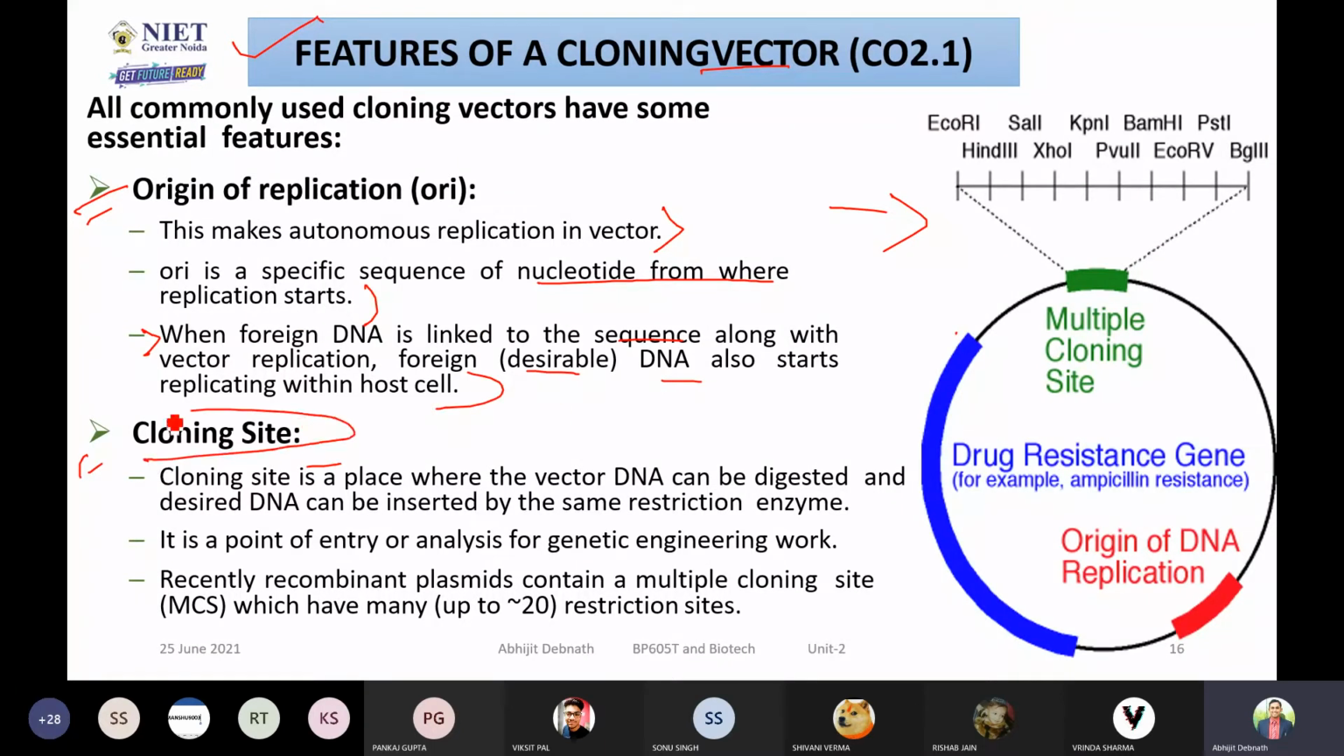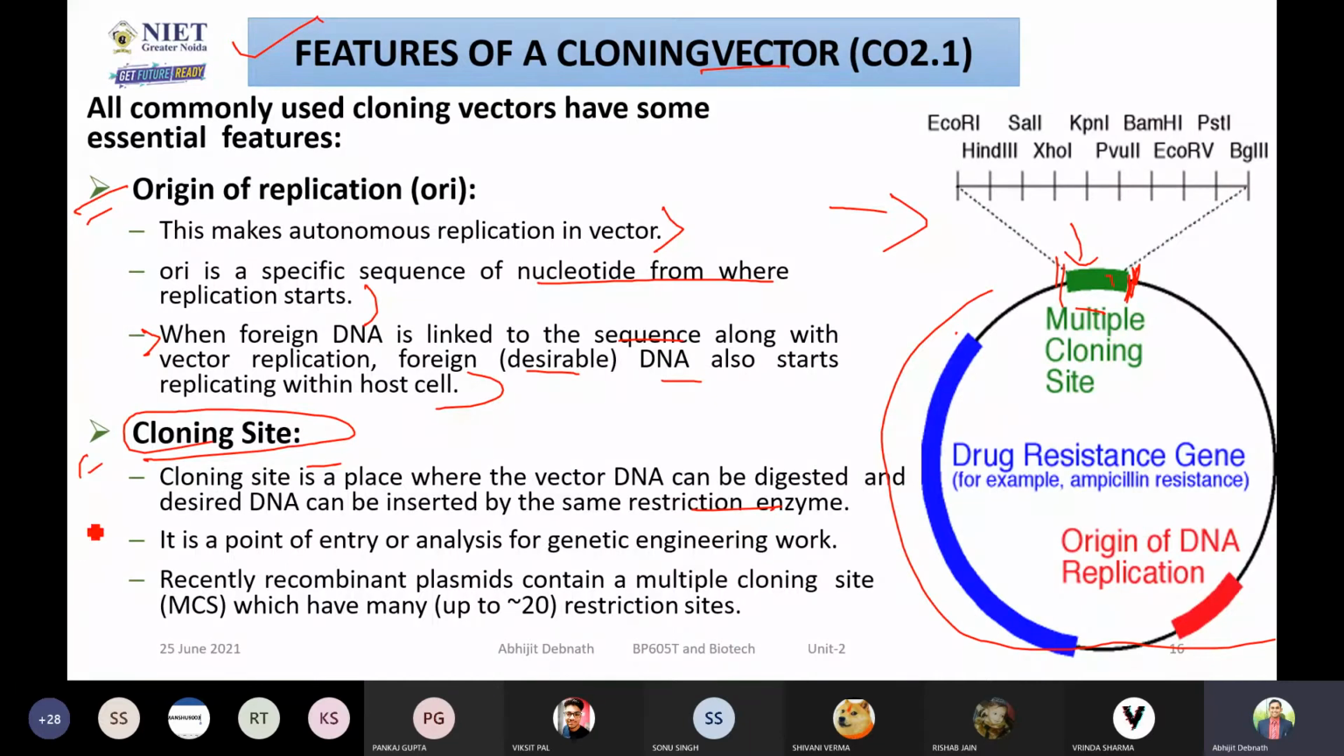Another feature is the cloning site, where the cloning will happen. For example, you can see this particular area. This is the cloning site. This is the remaining part of the vector. In this area, the gene of interest, which we want to insert, will be inserted. The cloning site is a place where vector DNA can be digested and the desired DNA can be inserted using the same restriction enzyme. So it is a point of entry for the genetic engineering work.